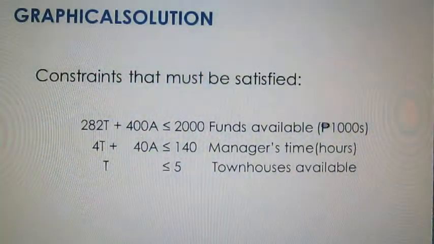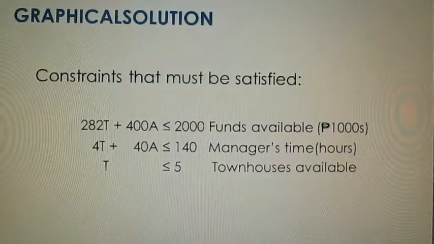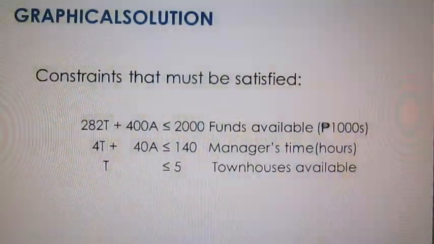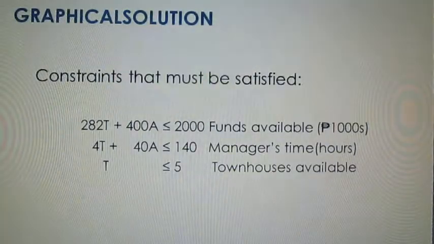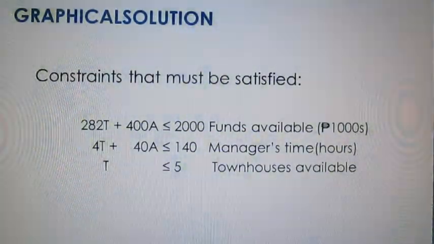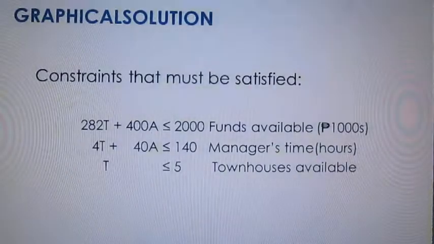Second constraint, 4T plus 40A must be less than or equal to 140. This pertains to the manager's time. So, 4 hours per townhouse per month, tapos 40 hours per apartment building per month. Tapos, meron lang 140 hours available yung manager. Then, the last constraint, T must be less than or equal to 5. Kasi yung townhouses na available for purchase ay 5 lang. So, yung townhouse na ipapurchase nung Eastbourne must be less than or equal to 5.